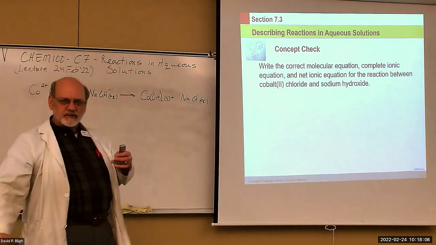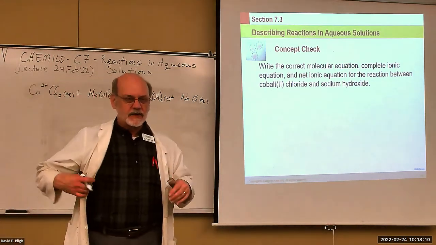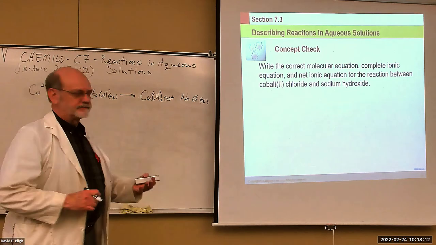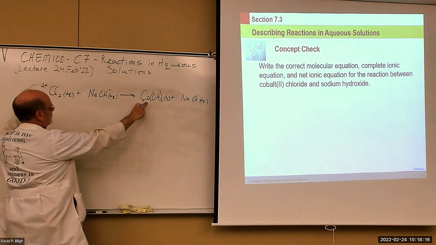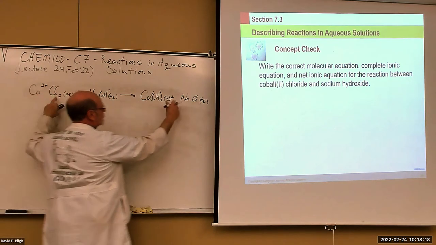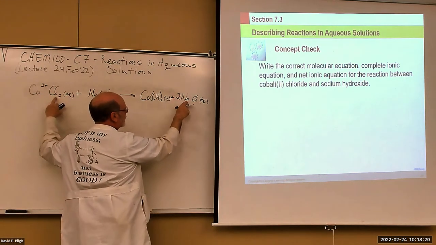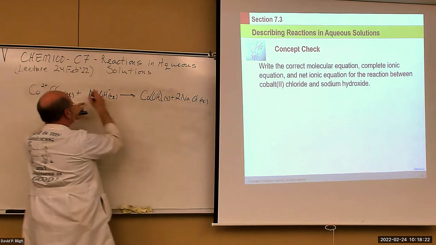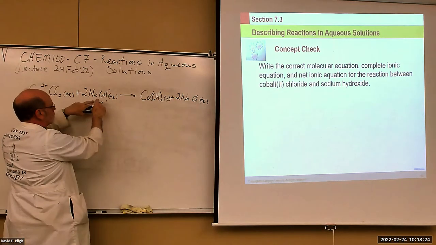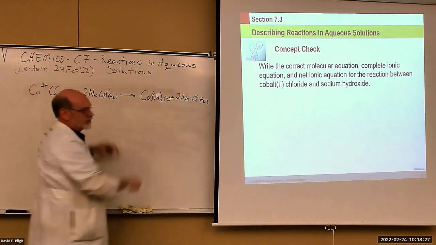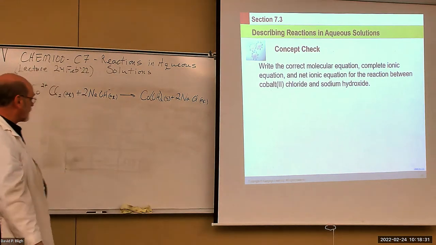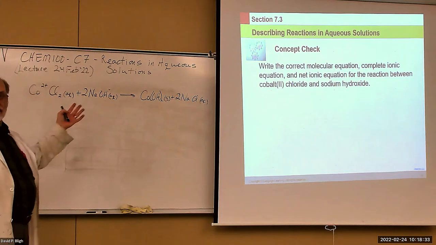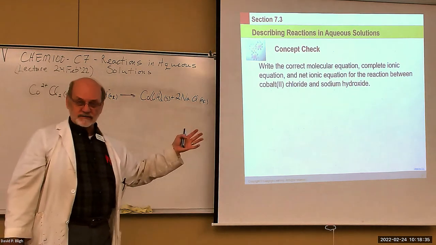Typically, these double replacement reactions are easy to balance, even without doing a budget. You say, all right, I've got one cobalt. I've got two chlorides here, so I need two chlorides here. That means two sodiums. I need two sodiums here, which gives me two hydroxides and two hydroxides. And we're balanced. That's the complete molecular equation.